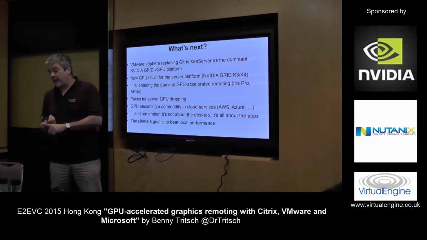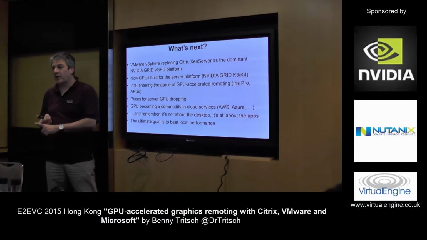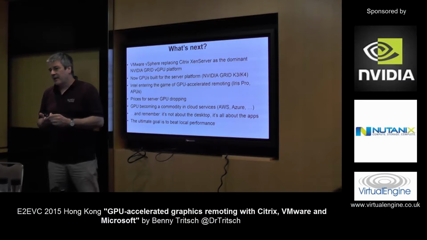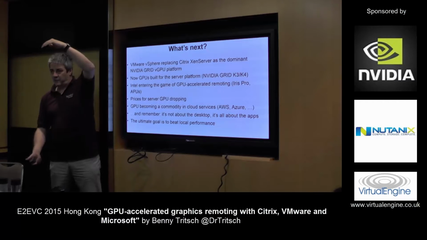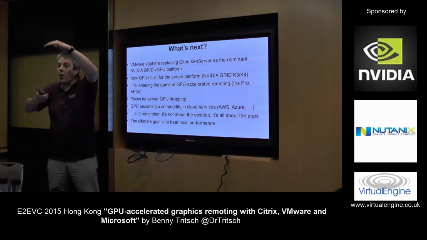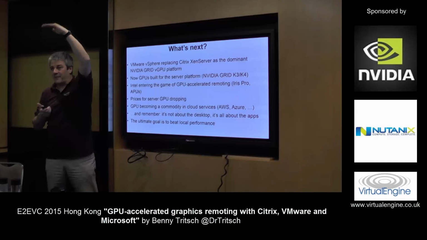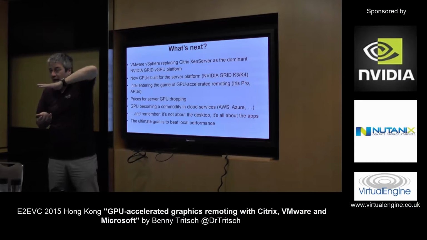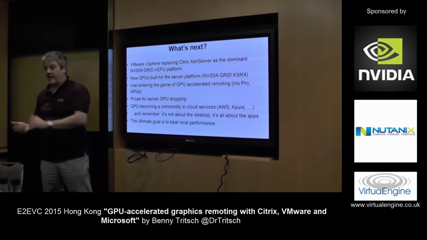Intel is entering the game, because with their Iris Pro, they're putting high-end Iris Pro graphics capabilities in their Xeon CPUs, and this will be very interesting. They want to come from the low-end market and go up, while NVIDIA comes from the high-end market and goes down, and then tries to squeeze out AMD.